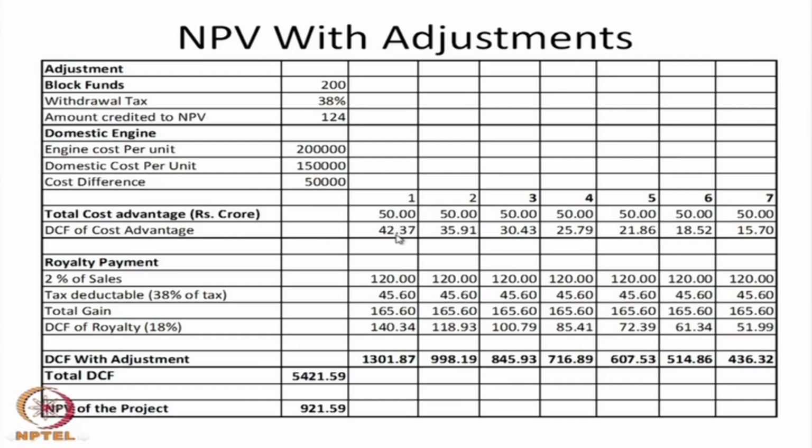This benefit and this benefit together, total DCF will be this much, and the earlier DCF, whatever the earlier domestic DCF amount, plus this DCF together is 5,421, but he is investing 4,500 crores. The difference of NPV is 921 crores. That 921 crores is a benefit for him. Without adjustment he was in loss, with adjustment he was in profit. So, 921 crores is a profit for him.